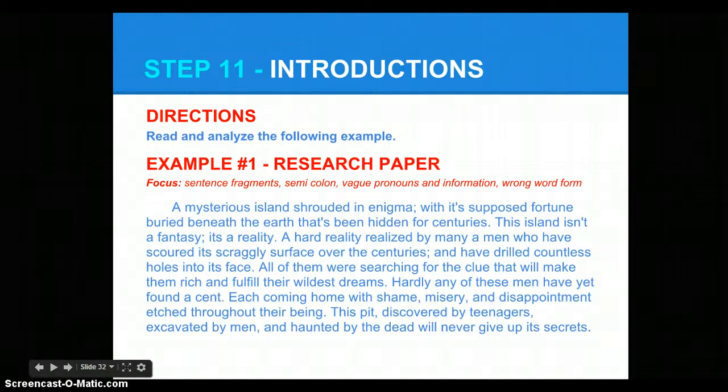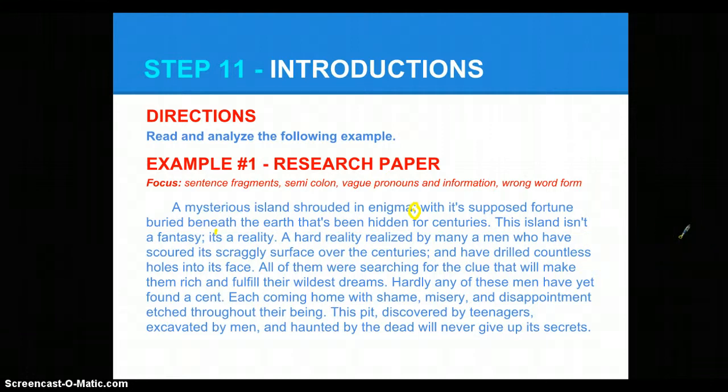However, look out for using semicolons. Now, with semicolons, you need to have two complete sentences that are separated by a semicolon, but they follow the same idea. This breaks up the sentence, so be careful of that. So this is really interesting. They get the reader hooked. They're like, what mysterious island? What's going on? Okay, watch out for it is a reality.